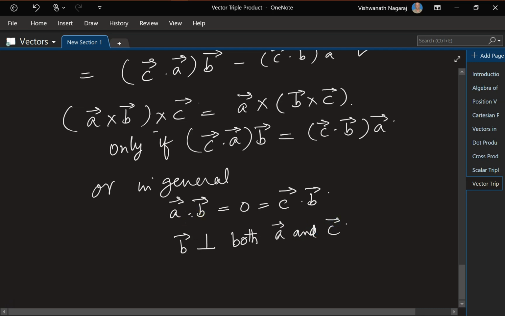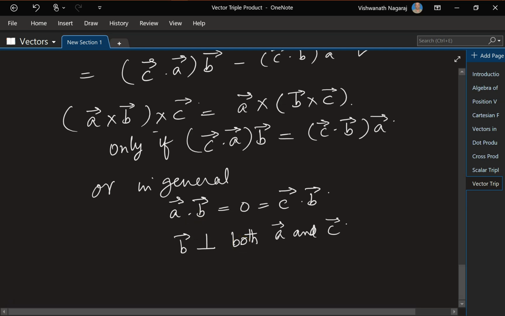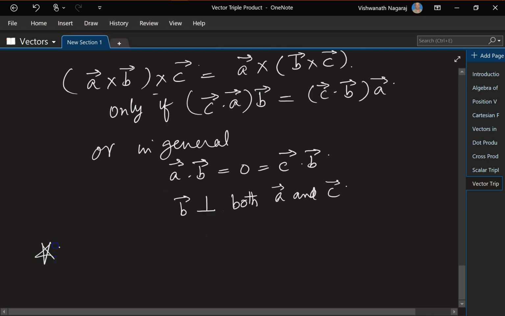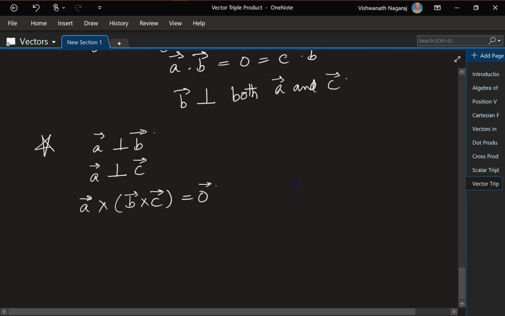Remember the formula of the dot product. Only when the angle between them is 90 degrees would the dot product be 0. Another interesting aspect is, if A is perpendicular to B and A is perpendicular to C, then A cross B cross C is going to be equal to a 0 vector. So this is vector triple product. In the next session, we will look at some applications of these vectors. That's it. Bye for now.